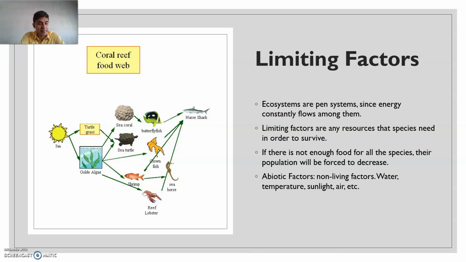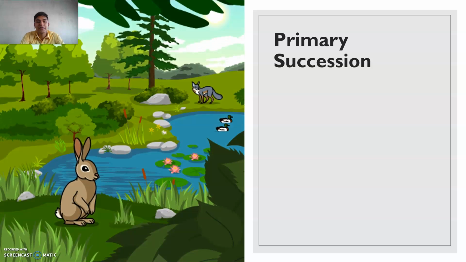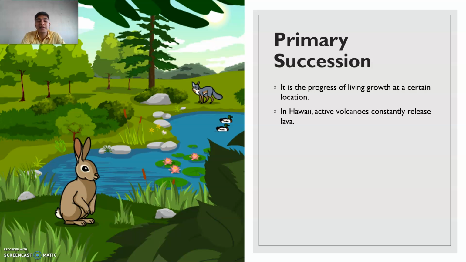There are abiotic factors, which are non-living factors, such as water, temperature, sunlight, air, etc. And they can also be included inside the limiting factors that are going to determine if a population can survive at a certain ecosystem. We also have something called the primary succession. And it is the progress of living growth at a certain location.